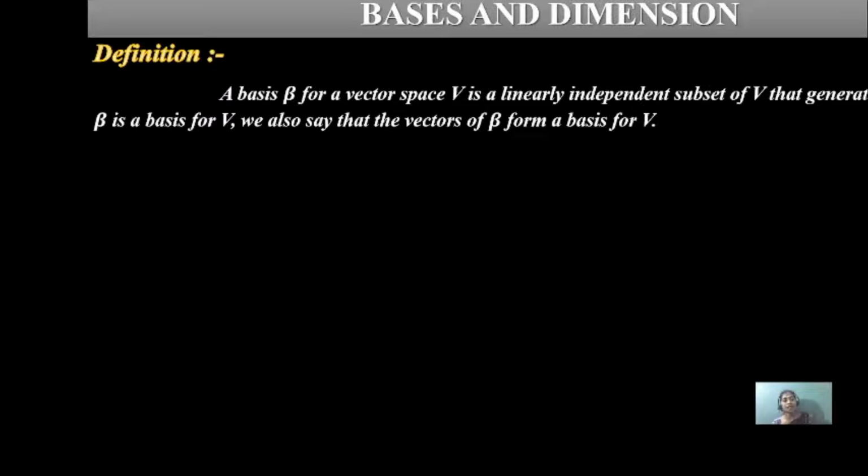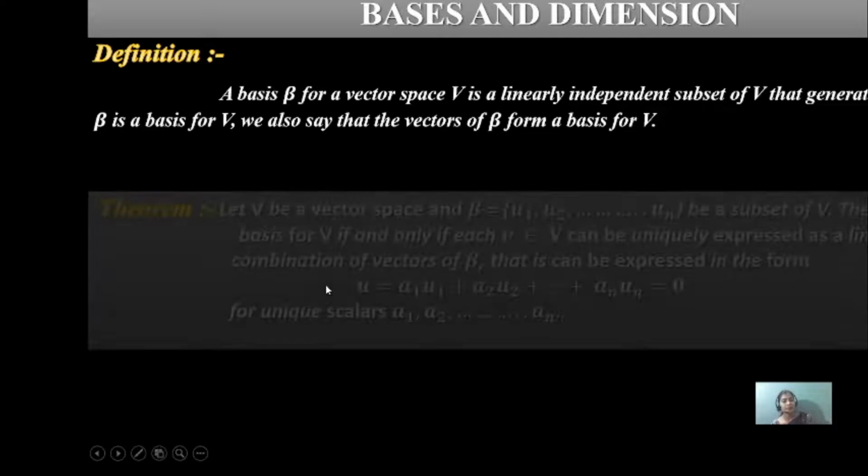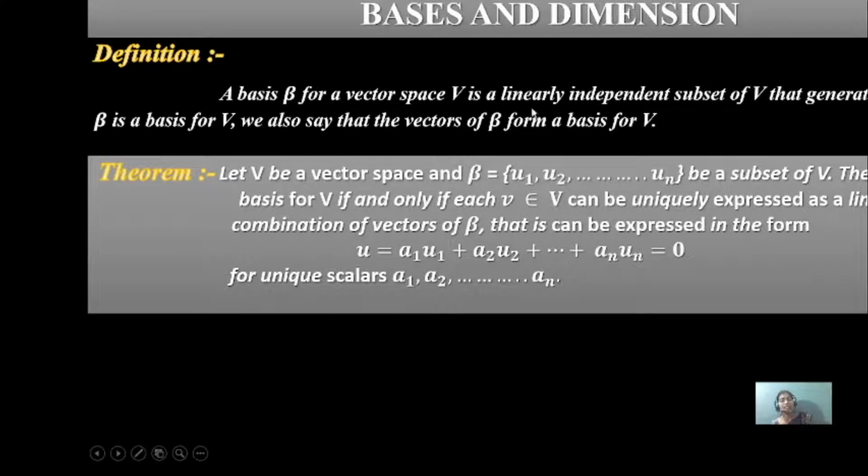What is the definition of this form? A basis beta in the vector space V is a linearly independent subset of V that generates V. We consider the vectors of beta as forming the basis of V. The basis depends on the span, which can be considered in scalar form as well as vector form. Okay, let us go to the theorem.